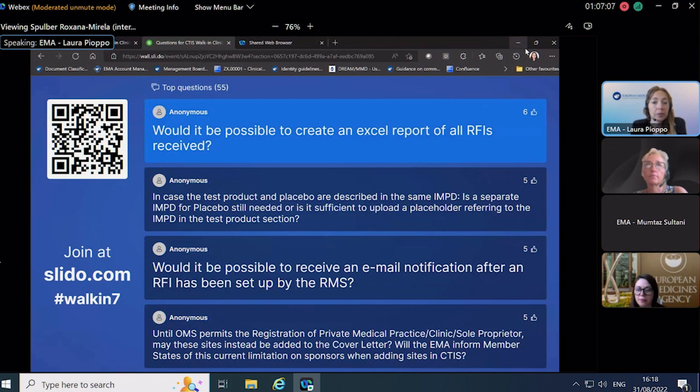It is not possible for the time being to export with Excel. So these are the formats that we have for the PDF and for the documents, of course, and also structured data in XML format. Excel may be something that will be implemented in the future, but when it comes to the RFIs and the content of the dossier, it is not supported for the time being, as you were saying.